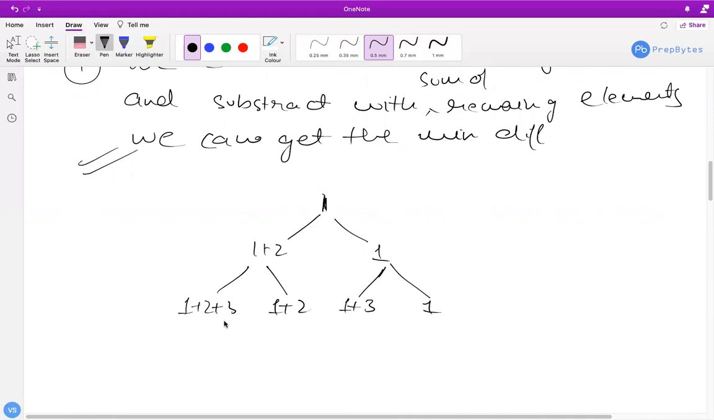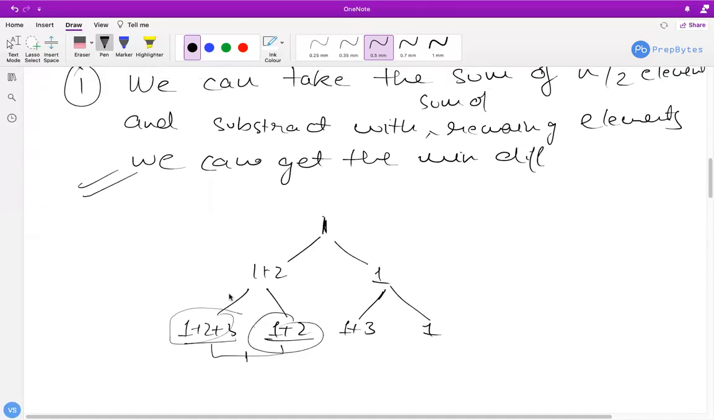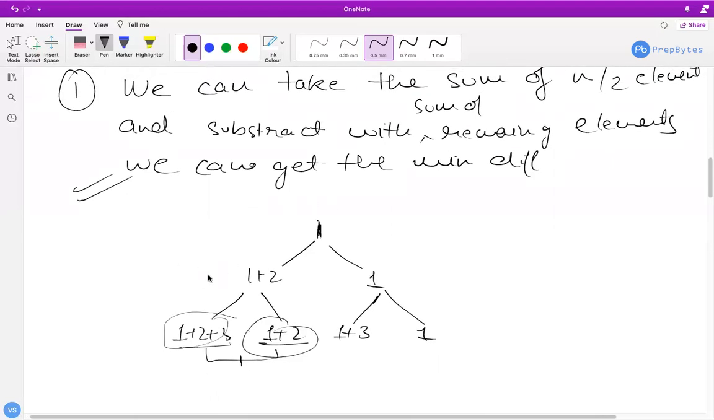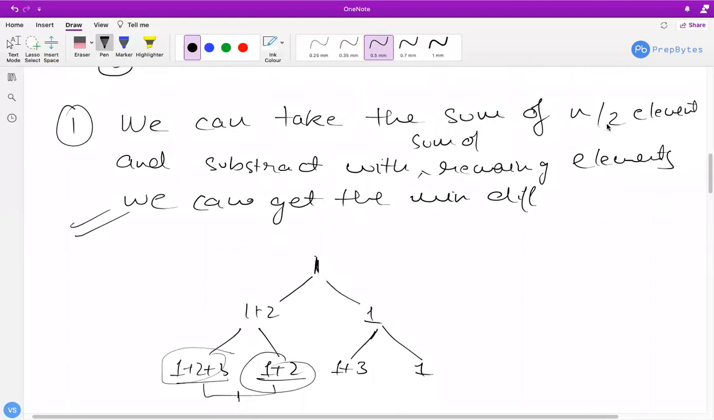Between these two sums the minimum difference will be taken, and the maximum of these two will be your answer. If the difference is minimum, we take only those sums whose difference is minimum, and out of those sums the maximum will be your answer. This is the assumption you can make. Now why have I taken n by 2 elements here?